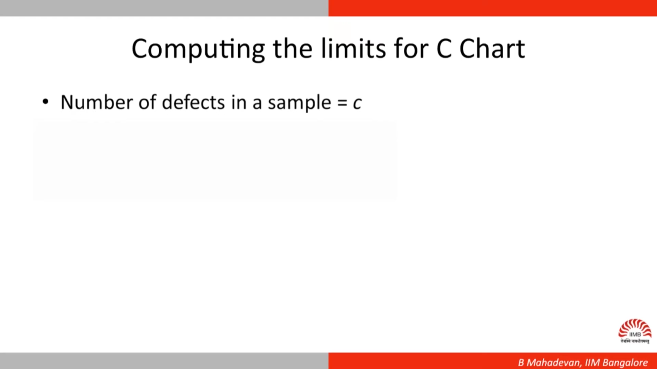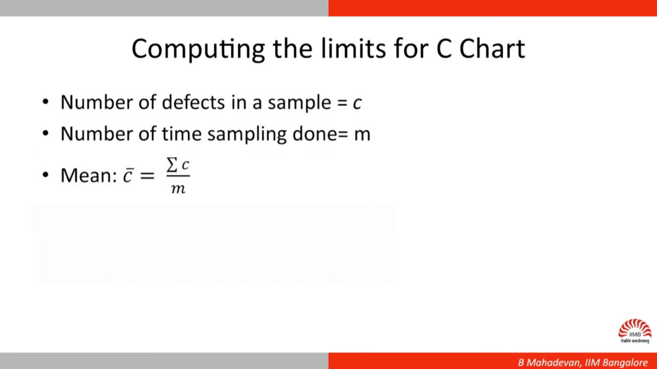So, there are situations like this where it makes sense to count per square meter or per length of something. Such situations warrant a C chart. The number of defects that we count in a particular sample is called C, as we just mentioned. As per our sampling plan, we would have taken the sample m times, let us say. So, the number of times sampling is done is m. With these two, you can compute the mean of C, which is called C bar, which is nothing but the summation of all C divided by m. Then one can calculate a standard deviation, which is the square root of C bar.